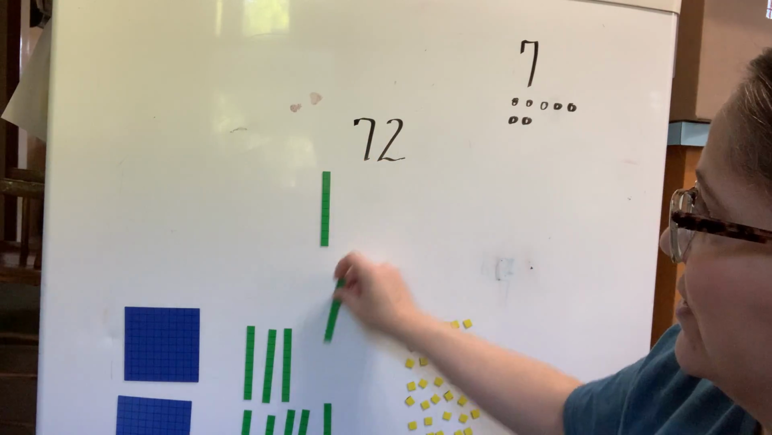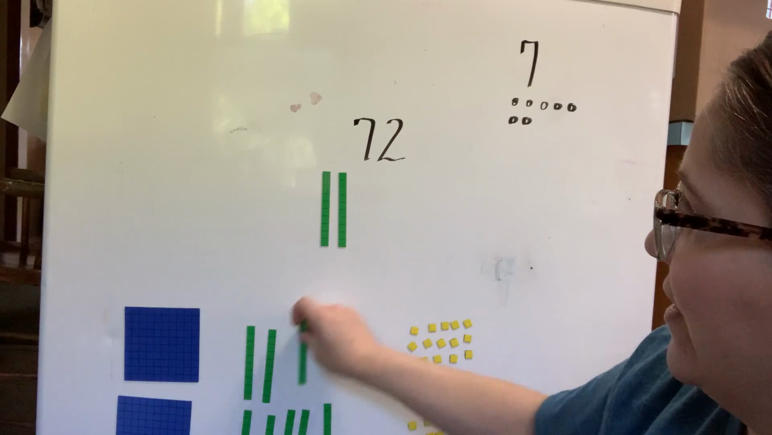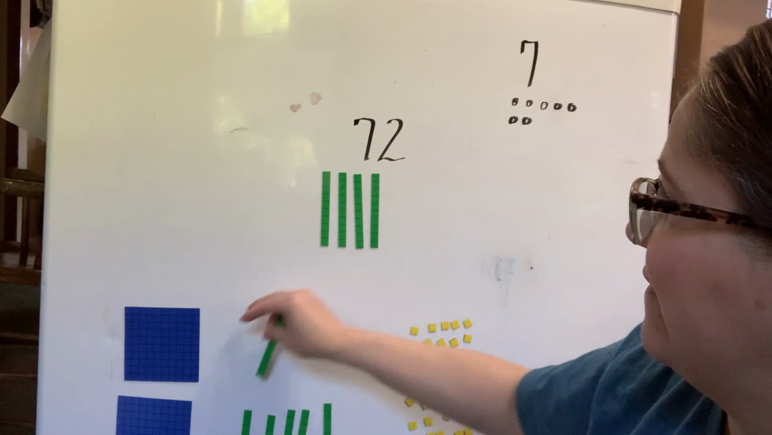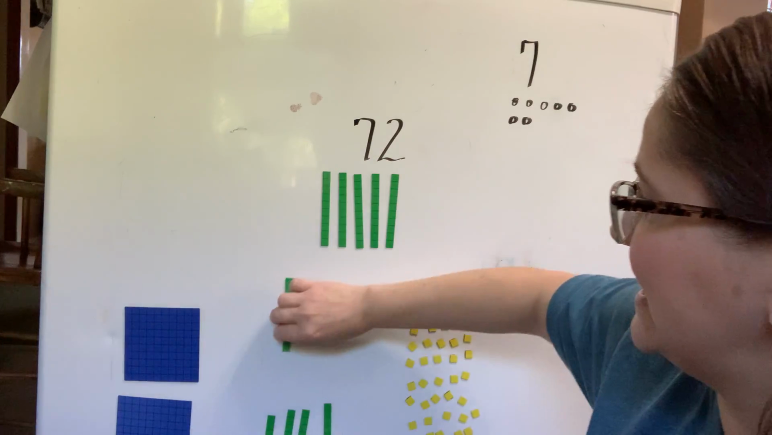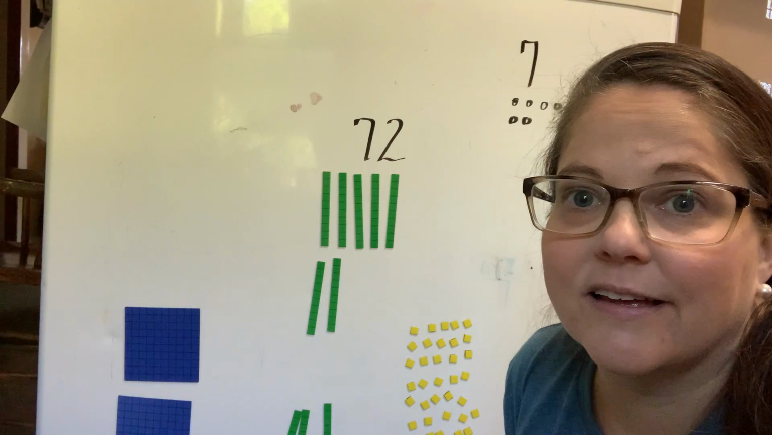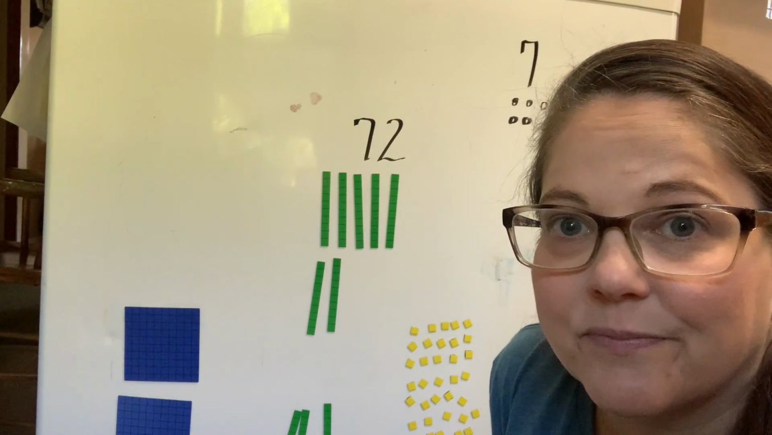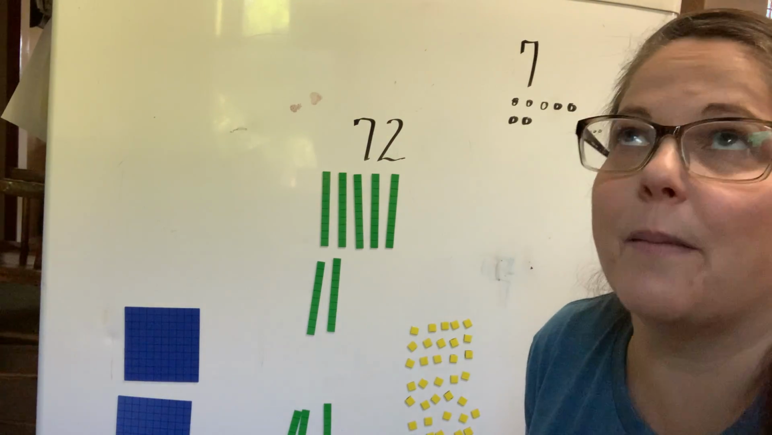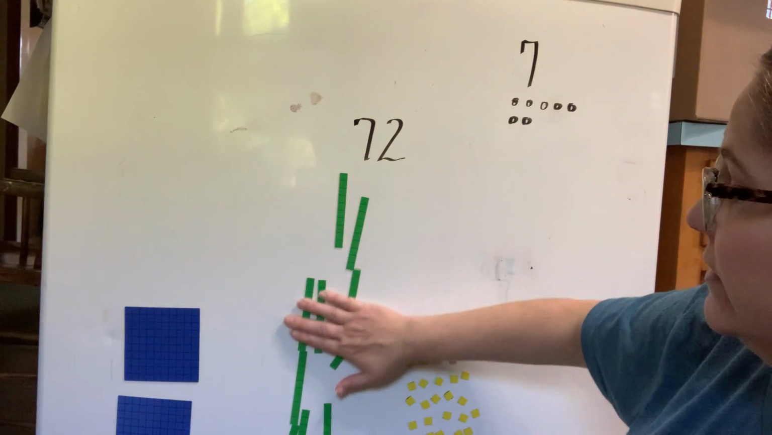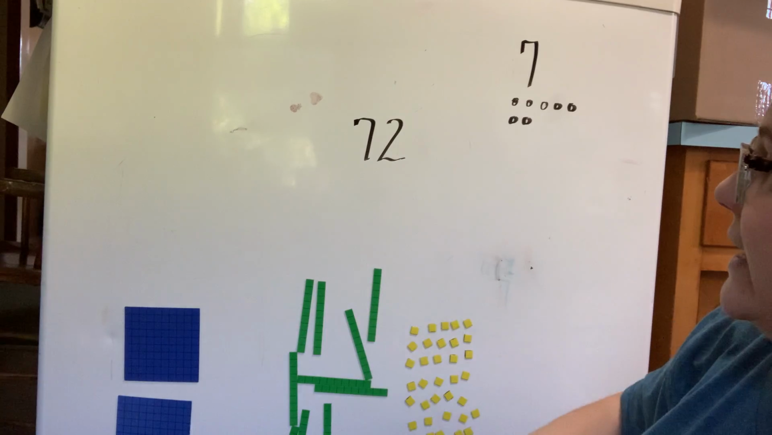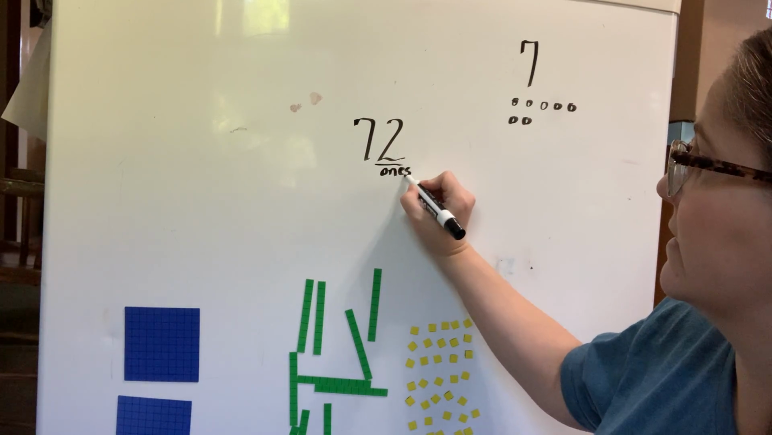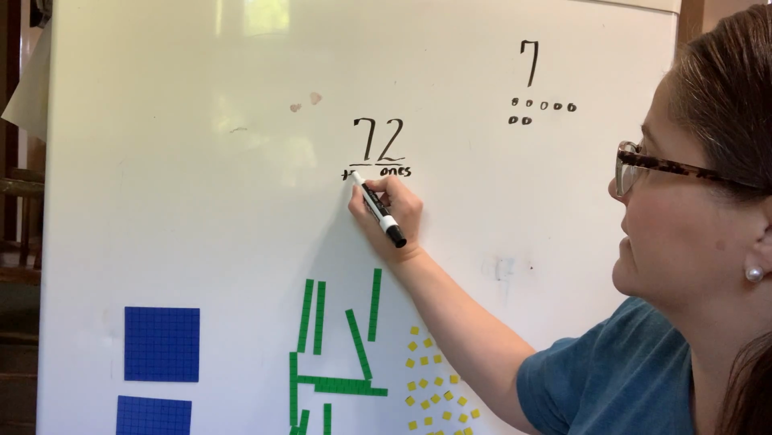10, 20, 30, 40, 50, 60, 70. Just by being in a different place. That's why it's really important to understand place value. And the same goes for this 2. Look, this 2 right now is just here in the ones place. This is the ones place. This is the tens place.